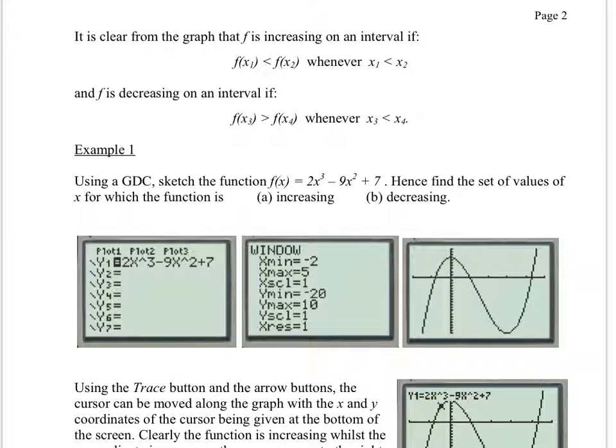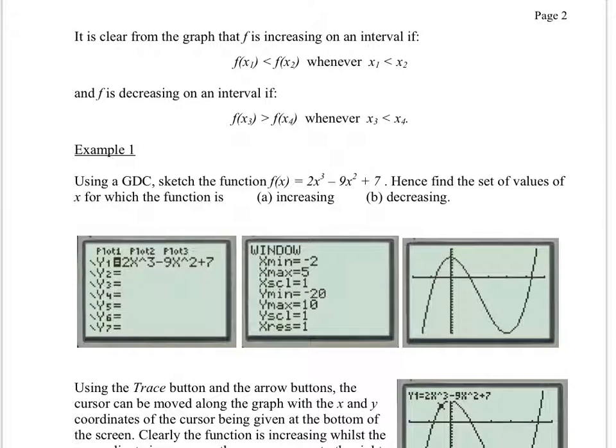And here we've edited the window a little bit. You press window and something like this should pop up. The x min being equal to negative 2 corresponds to a negative 2 over here on the graph. X max of 5 corresponds to a 5 over here. You can see that it's 1, 2, 3, 4, 5 over there. And the x scale is 1.